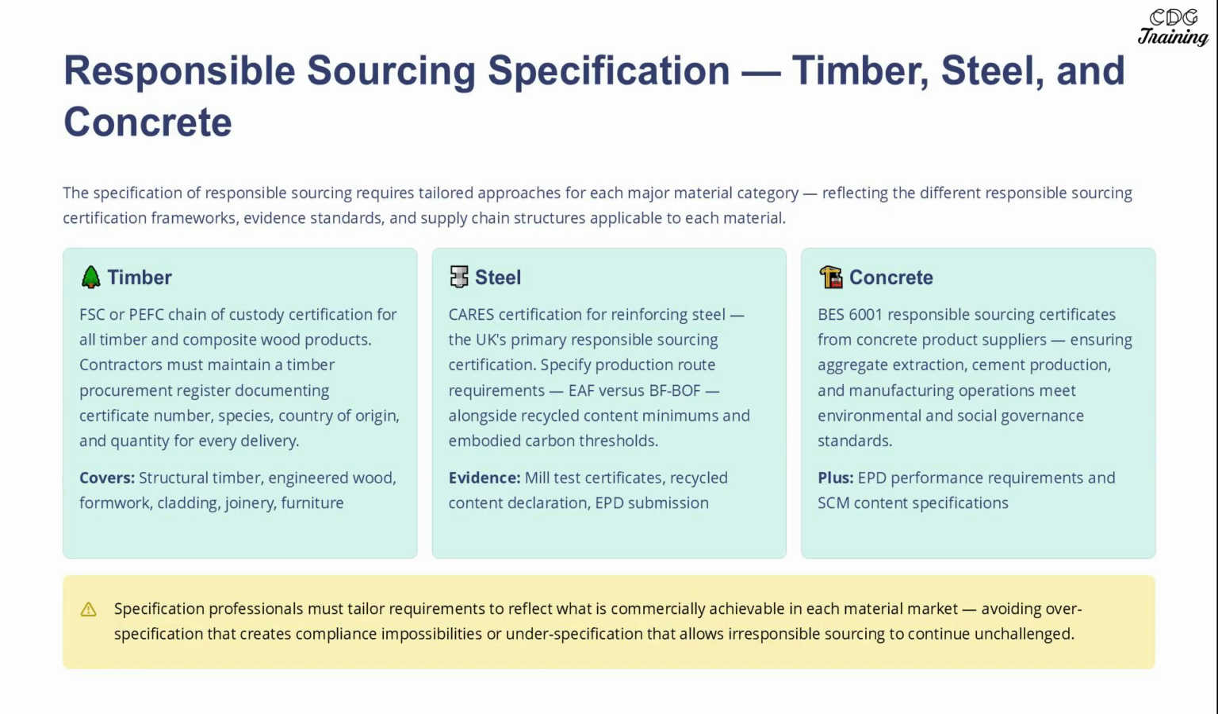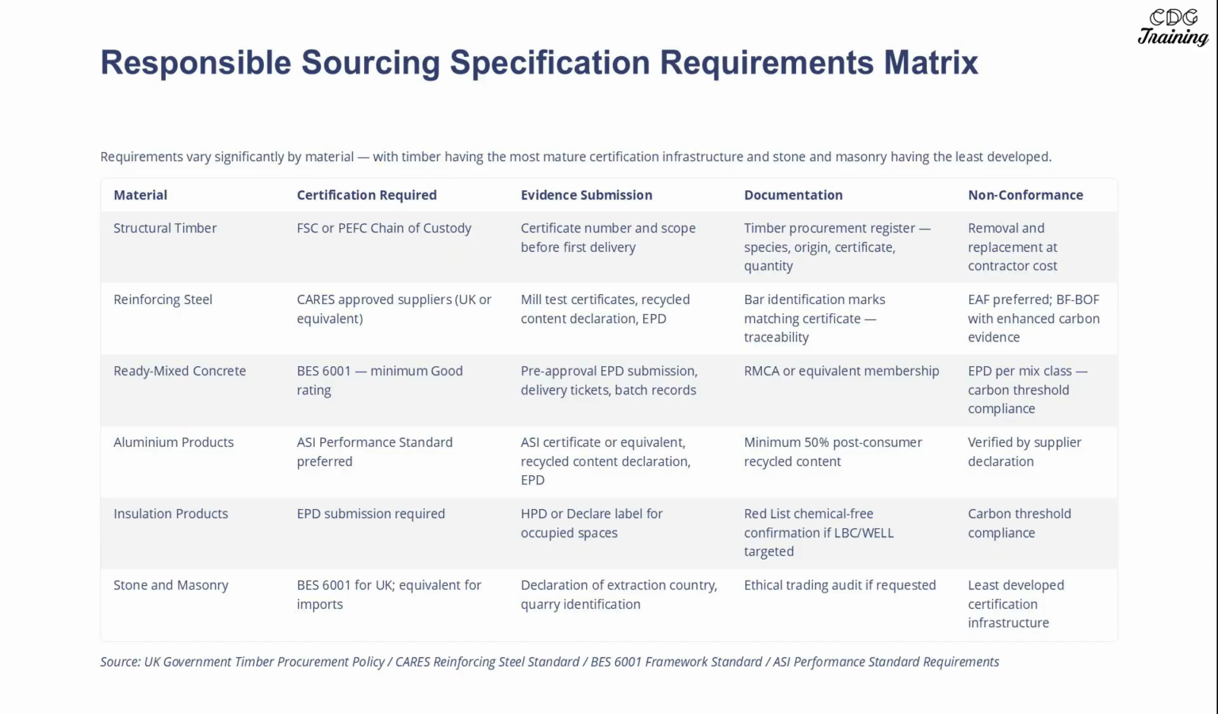Responsible sourcing specifications for timber, steel, and concrete require tailored approaches. These ensure compliance with sustainability standards and address the unique challenges of each material category. The requirements matrix outlines the certification, evidence, and compliance needs for different materials. This helps ensure that sourcing specifications meet sustainability standards across various material categories.